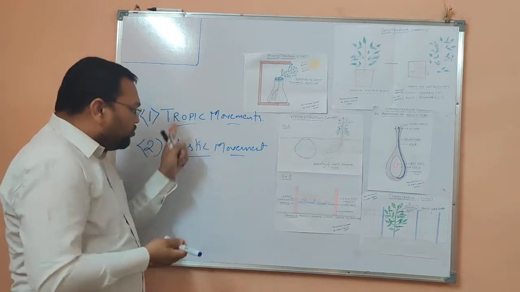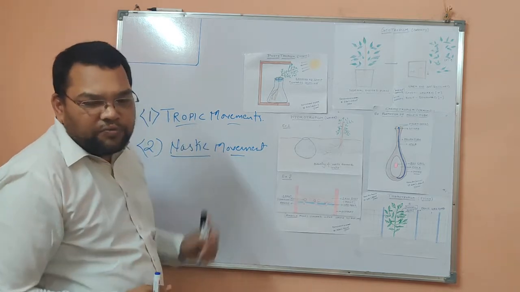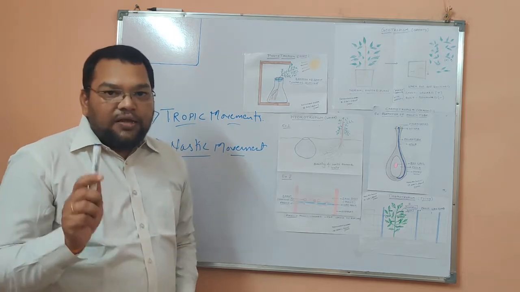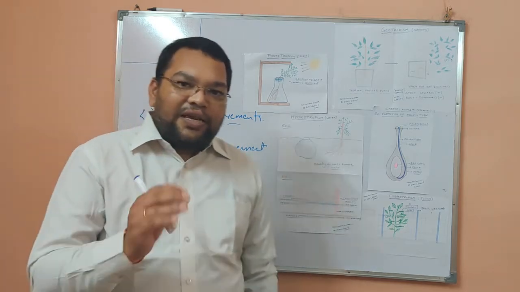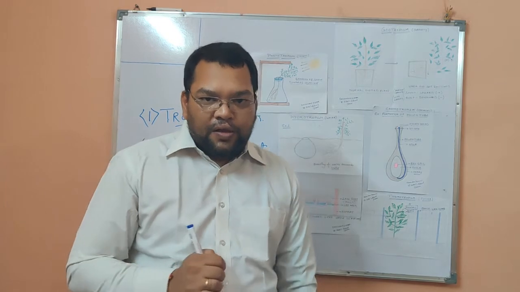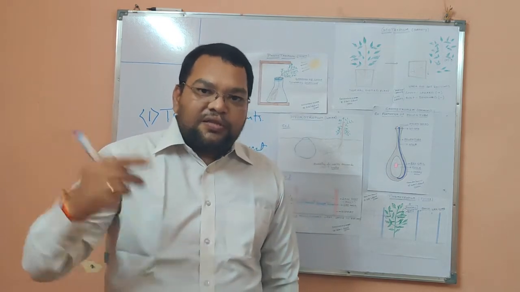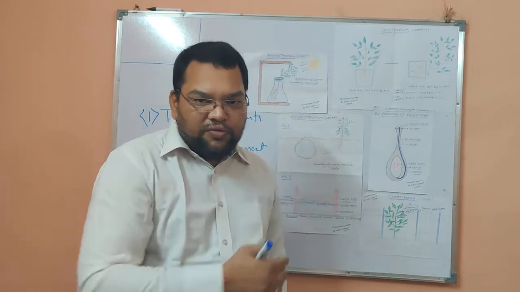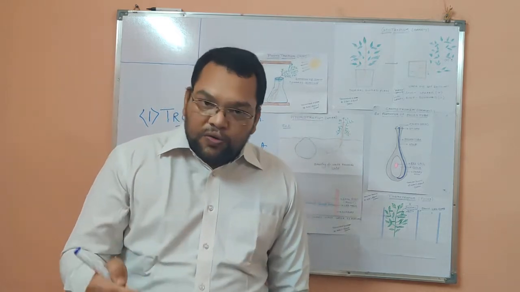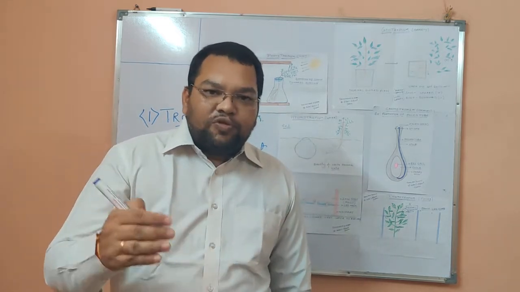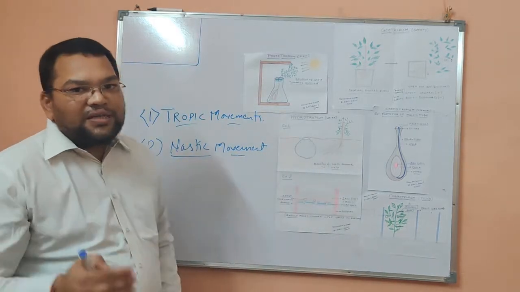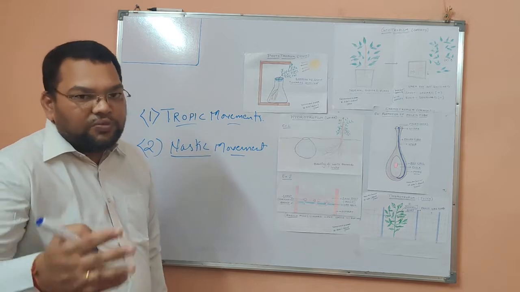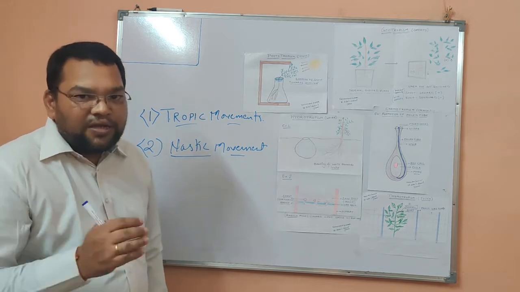Actually, these tropic movements, very important, these tropic movements are directional movements. That means these movements occur in the direction of the stimuli. Stimuli is the response from the outer environment to an organism. Here the organism is the plant. So the tropic movements occur in the direction of the stimuli acting on the plant.